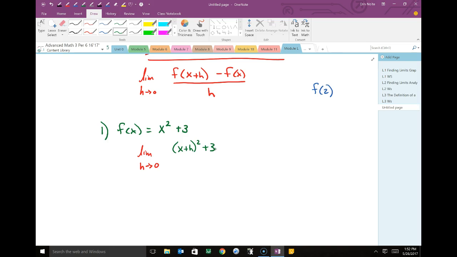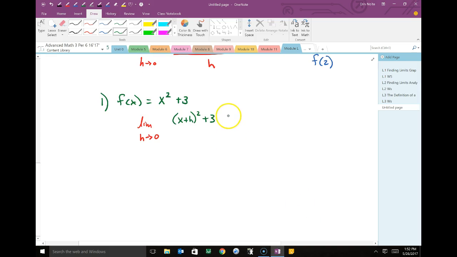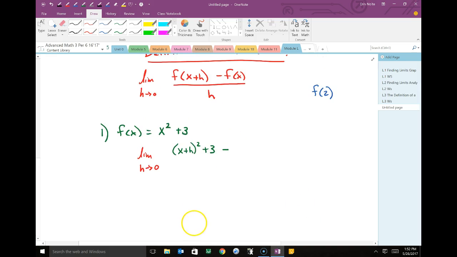Now it says minus f of x. So if I subtract, what is my f of x? X squared plus 3. And since I'm subtracting a quantity, stuff that has more than one term, I want to use parentheses so I remember to distribute that negative through. And then it's all over h.